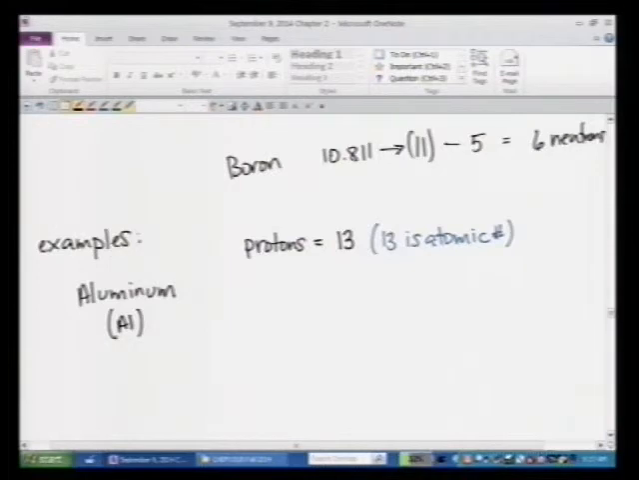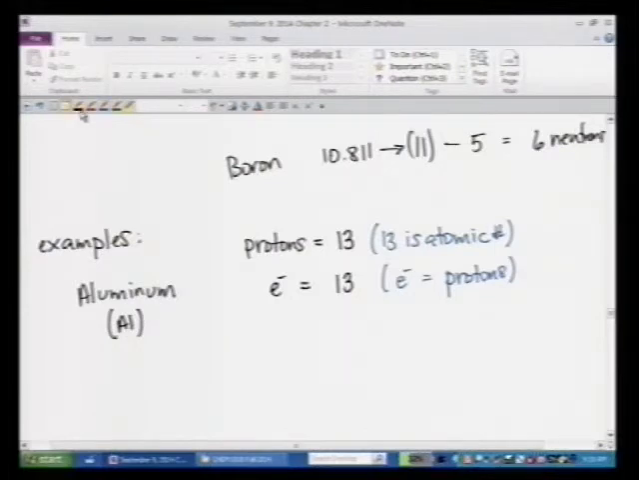So if I asked you how many electrons are in an uncharged aluminum atom, because if I'm just giving you straight up aluminum and I'm not indicating if it's charged one way or the other, assume it's uncharged. How many electrons does it have? 13. It has 13 electrons because the number of electrons is equal to the number of protons.